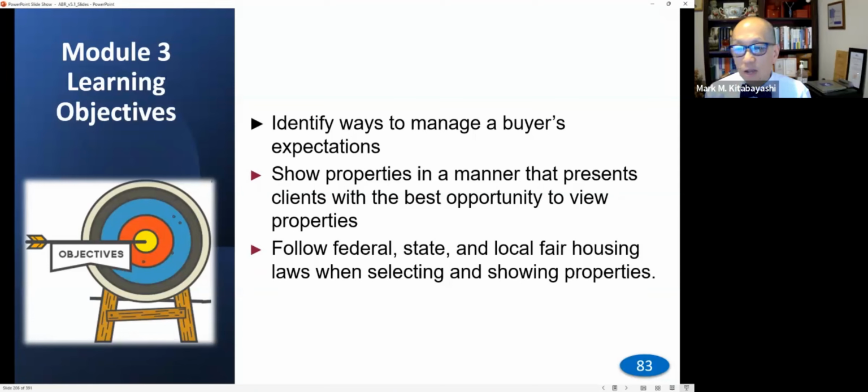The objective for this module is to identify ways to manage a buyer's expectation. Managing buyer's expectation is a very, very important part of the buyer agent process. And show properties in a manner that presents the clients with the best opportunity to view properties. I'll show you some safety tips on how to do that when we do showings, and follow federal, state, and local fair housing laws.